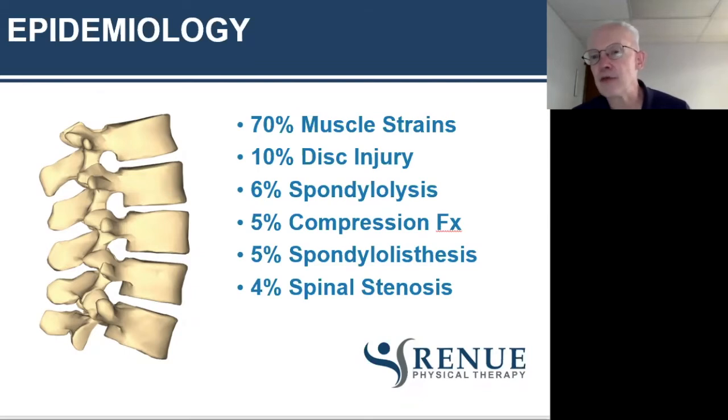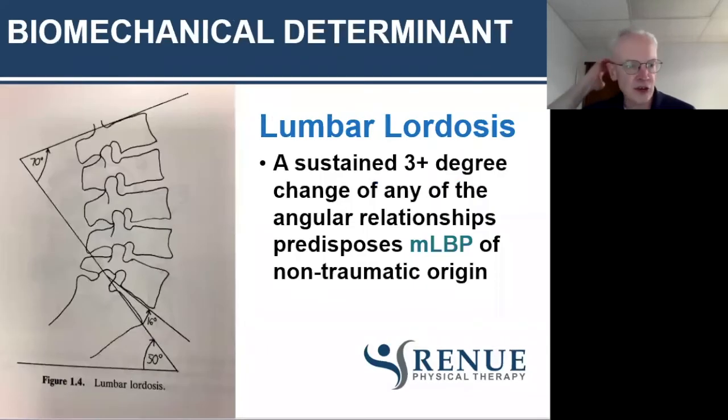But again, playing the percentages, 70% of the time you're going to have a muscle problem. Yes, it hurts, but it should resolve itself and it will not result in any kind of long-standing or permanent disability. Now, why do all these things occur? The work that's been done has shown the primary biomechanical determinant, and that's the thing known as the lumbar lordosis. The lumbar lordosis is the naturally occurring curvature in the lower back.